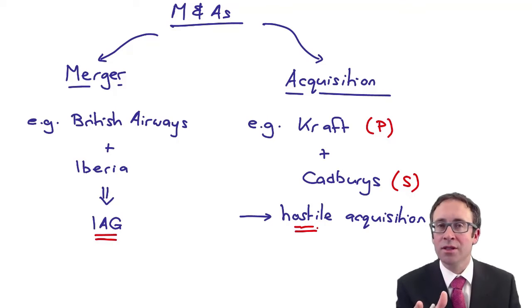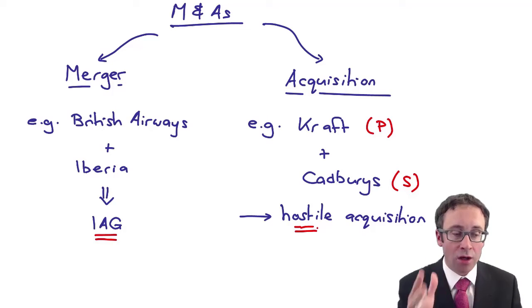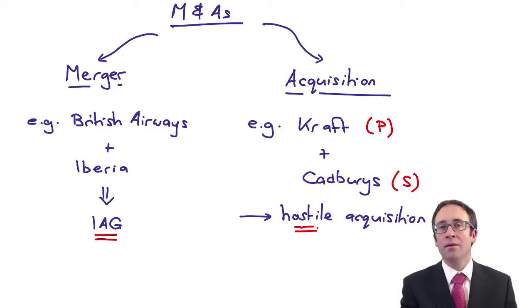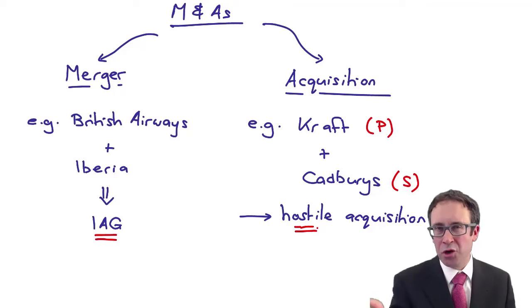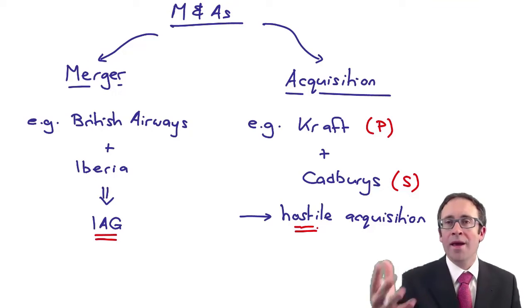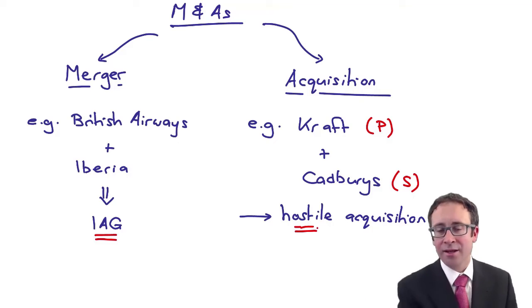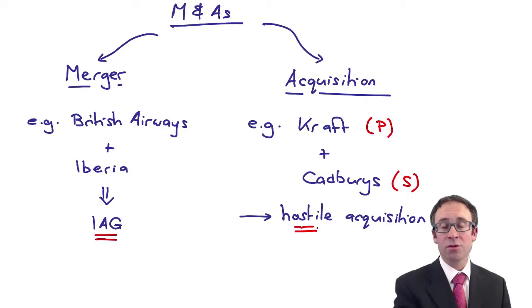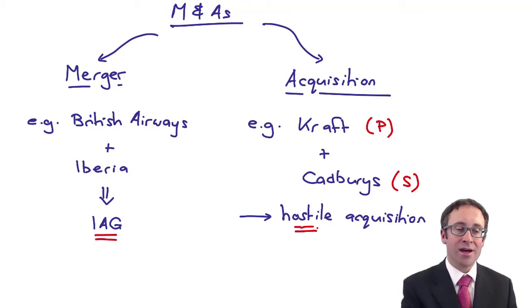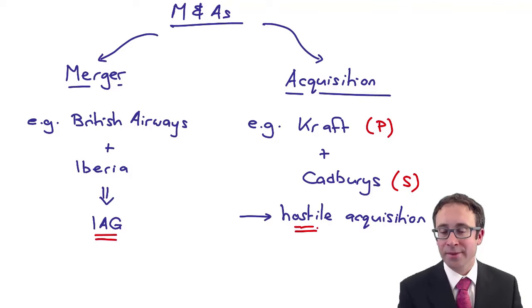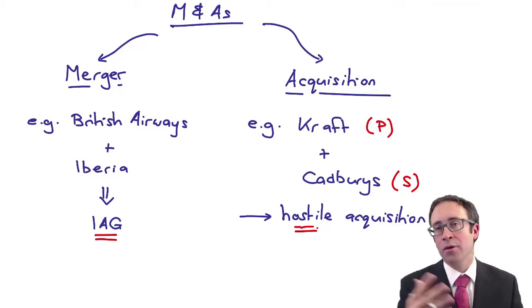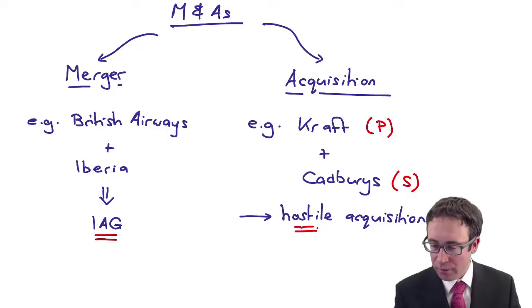Sometimes a hostile acquisition is not so successful. That's ultimately because it's been proven that the bid is undervalued, or maybe that somebody else has come in and offered a better bid. So that's just a little bit extra to add in terms of the definitions and the differences between a merger and an acquisition. We know the differences, and we also know what a hostile takeover is.